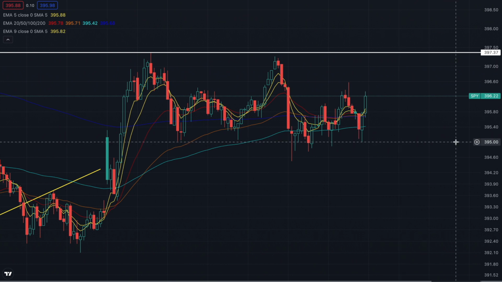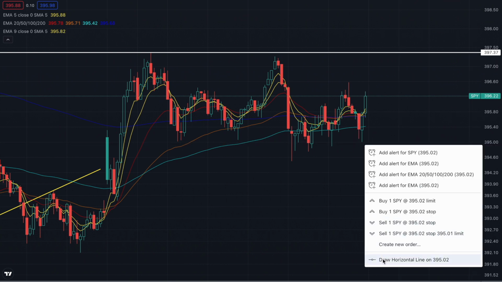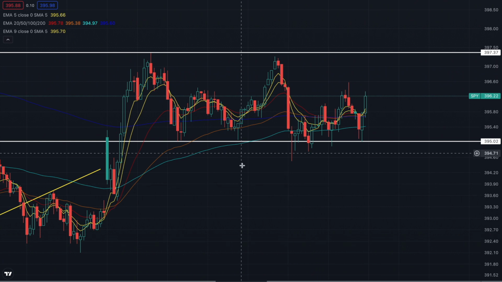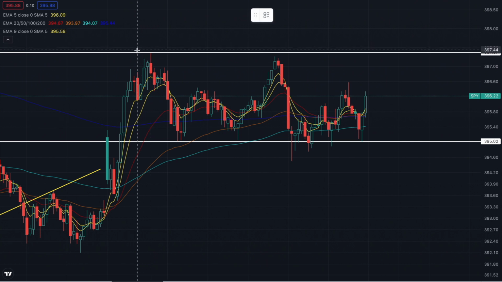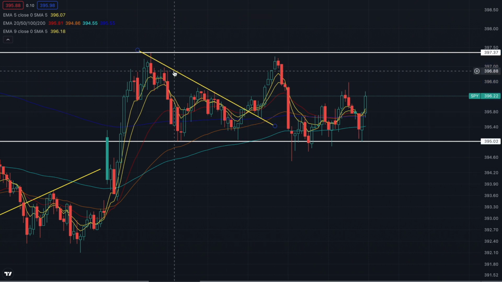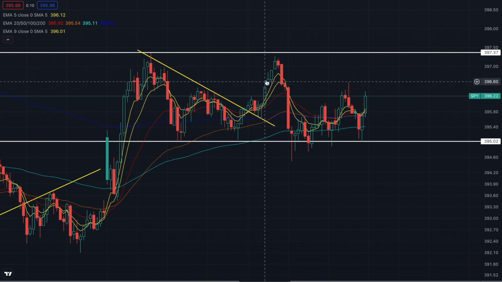So this was a small area of support right here. And I'll also draw the trend line for you. My bad, I went quiet right there. I was looking for the pattern. Alright. So this is one of the plays I played in the beginning.